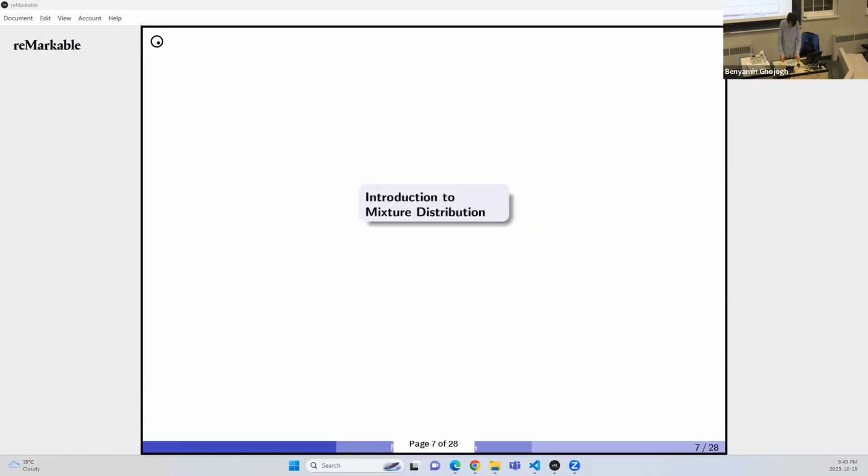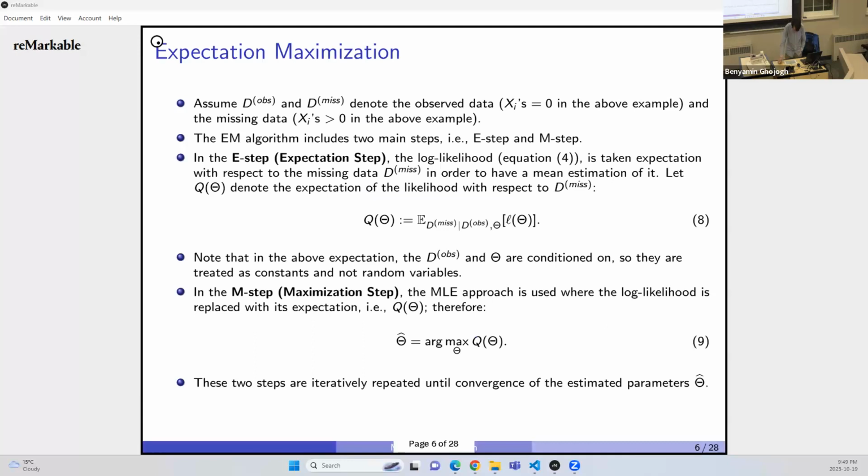So let me explain this slide and we finish. Assume D_obs is the observed data and D_miss is the missing data. For example, x_i is 0 or greater than 0. Do you remember the example of x_i being either 0 or greater than 0? 0 is observed data and greater than 0 is the missing data. The EM algorithm, or expectation maximization, includes two main steps, E step and M step: E step, expectation step, M step, maximization step. In the E step, the log likelihood, equation 4, is taken expectation with respect to the missing data in order to have a mean estimation of it.